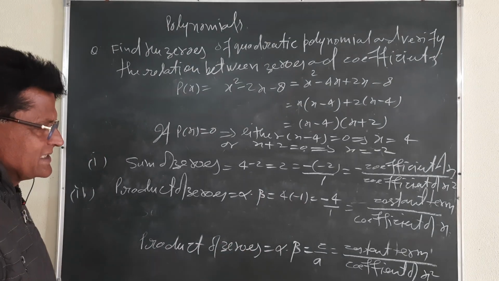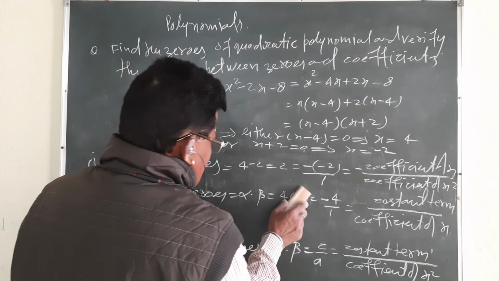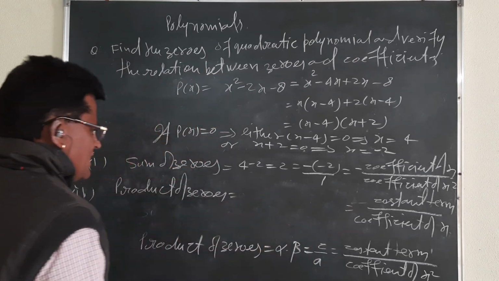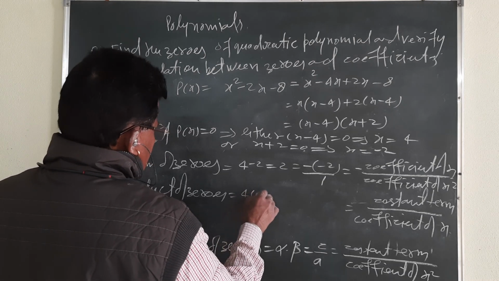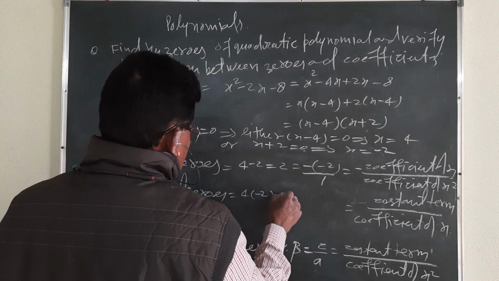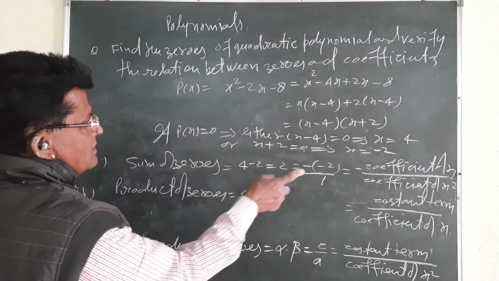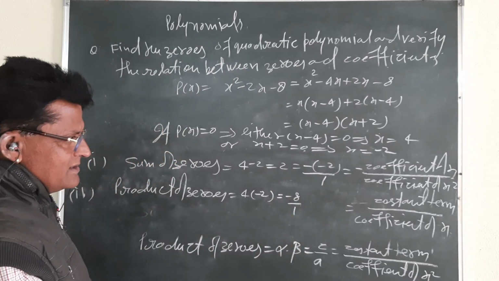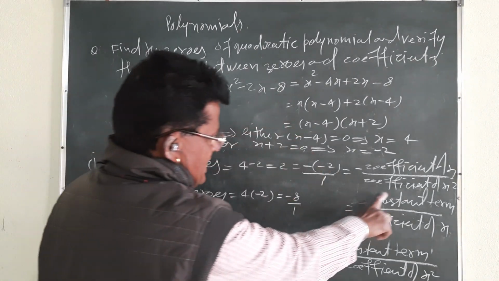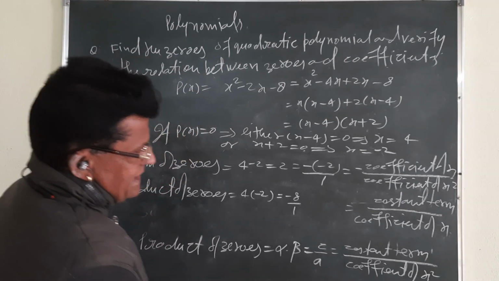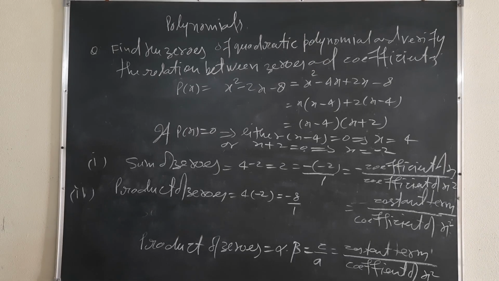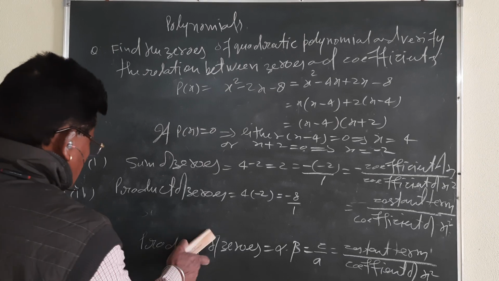Now product of the zeros. I will just write here. Alpha beta, you want to write, you can write, otherwise no need to write. Okay, product of the zeros, 4 into minus 2. 4 is the one zero, another zero is minus 2, so minus 8. And minus 8 upon 1. Then you see what is the constant term? Same thing, constant term upon coefficient of x square. That will be the product of zeros. Okay?